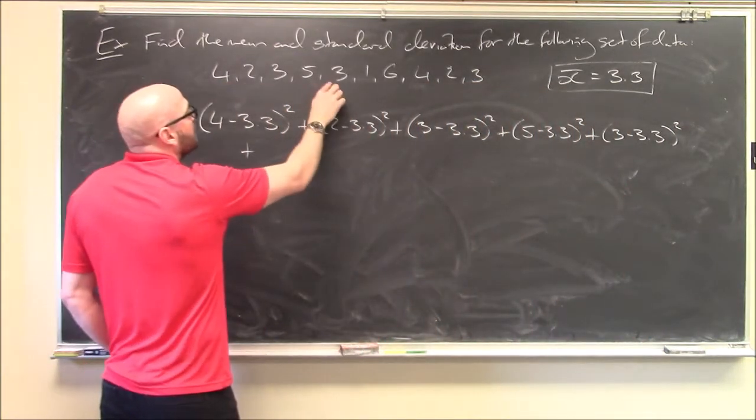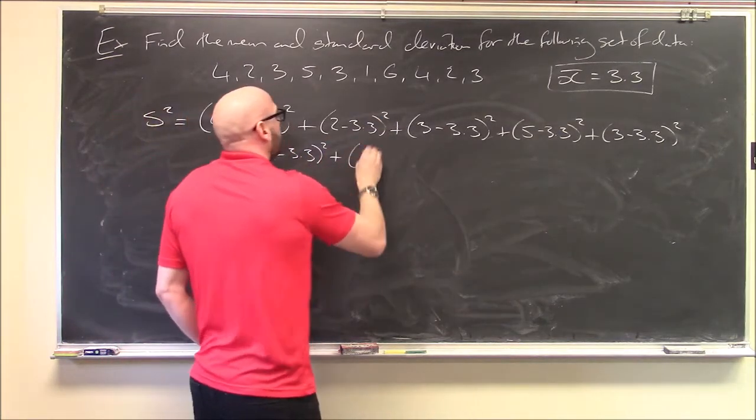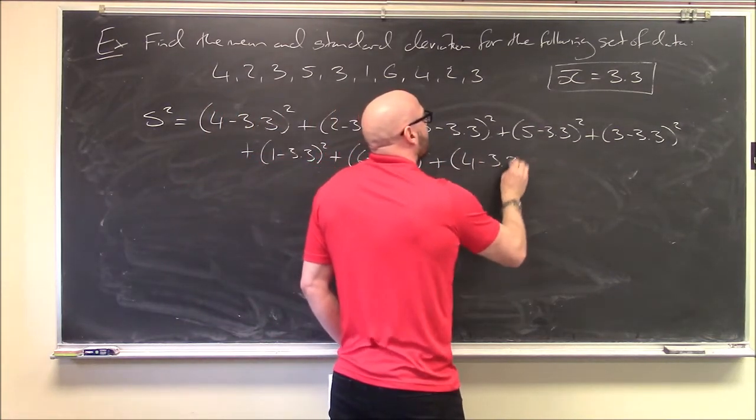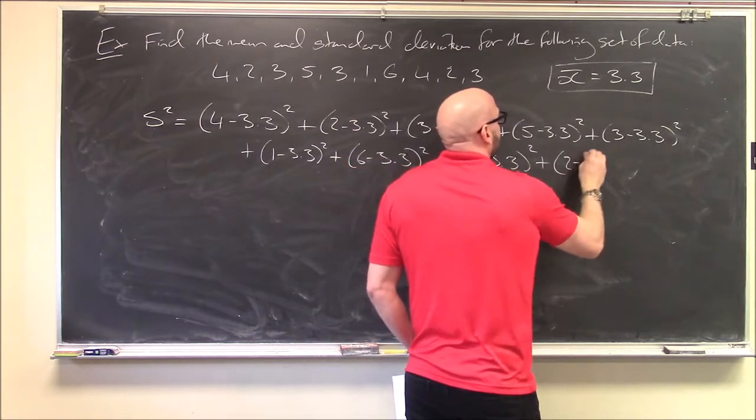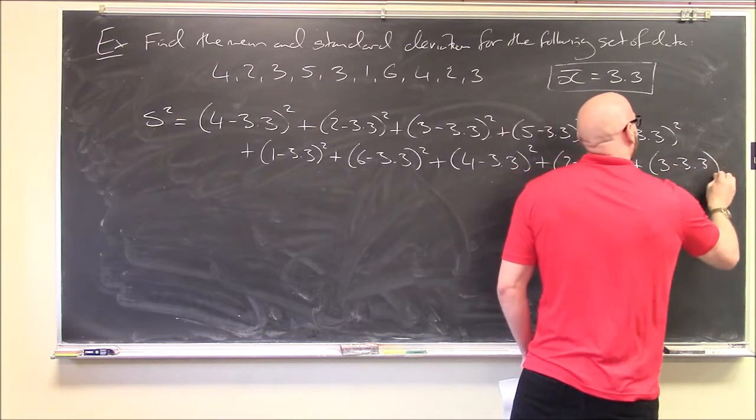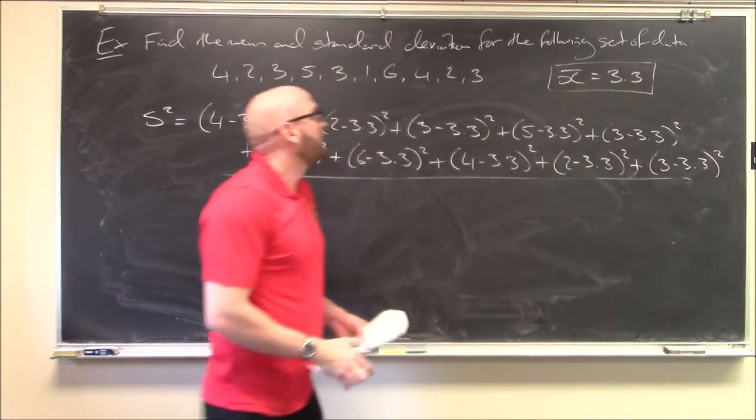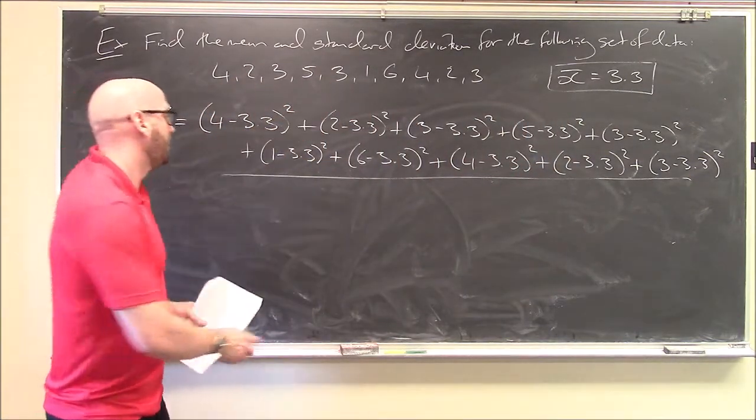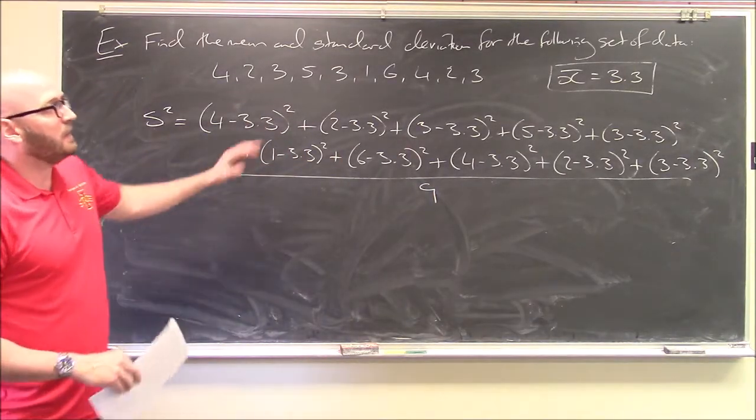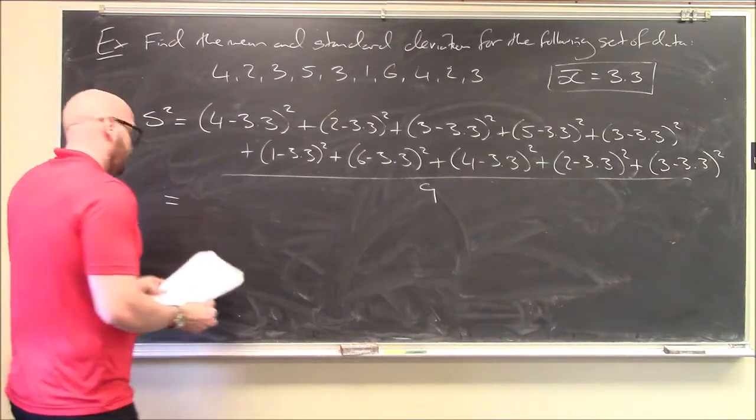How far am I? I'm up to 1 plus 1 minus 3.3 squared plus 6 minus 3.3 squared plus 4 minus 3.3 squared plus 2 minus 3.3 squared plus 3 minus 3.3 squared. And what do we divide by? We divide by n minus 1. In the mean, we already found there were 10 numbers in this list, so n minus 1 is 9. And you can simplify this quite a bit. You can group like terms together and whatnot before you plug this into a calculator if you want, or you could just plug this straight into a calculator.